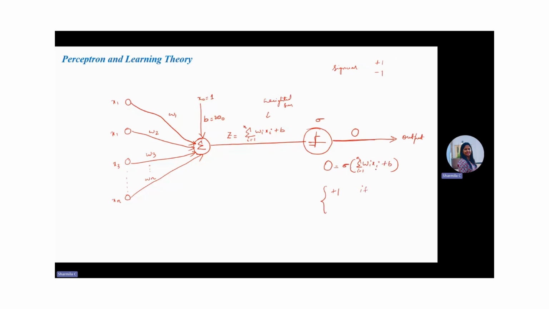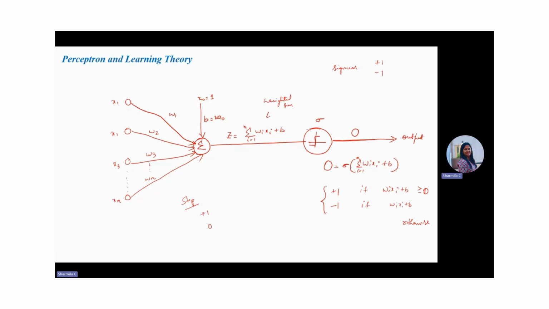If the value of the sum of wi xi plus b is greater than or equal to, sorry, 0, then +1, and -1 otherwise. So since I'm using the signum function, it is this. If I use a step function, then it is +1 and 0.